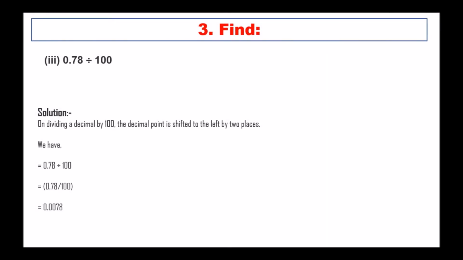Next, 0.78 divided by 100. So while dividing by 100, the decimal point is shifted to the left by 2 places. So we will shift the decimal by 2 places. So it will become 0.0078.